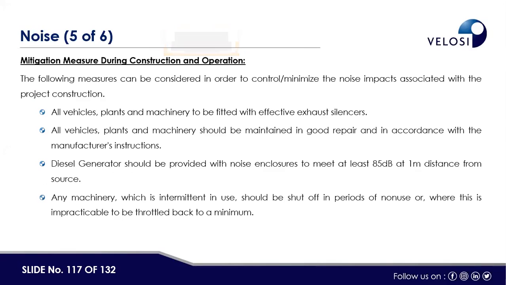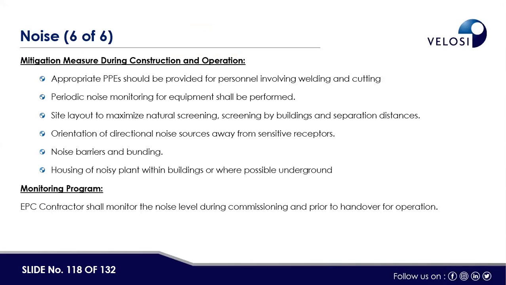However, for other noise, we mentioned measures for construction and operation, which include all vehicles, plant and machinery to be fitted with effective exhausts. All vehicles, plant and machinery should be maintained. Diesel generators should be provided with noise enclosures. Any machinery which is intermittent in use should be shut off in periods of no use.